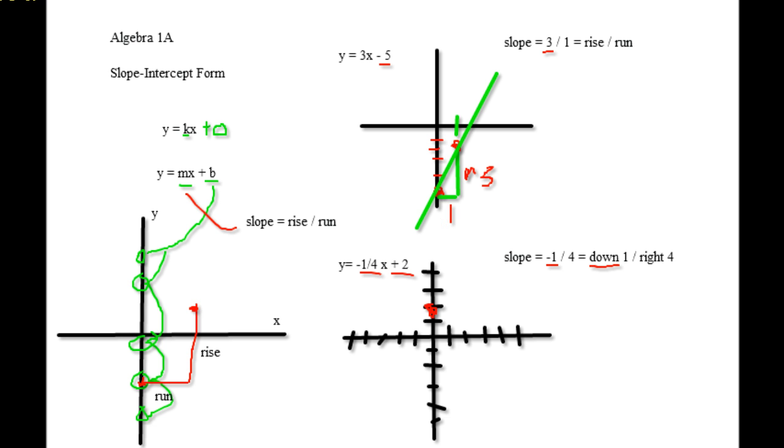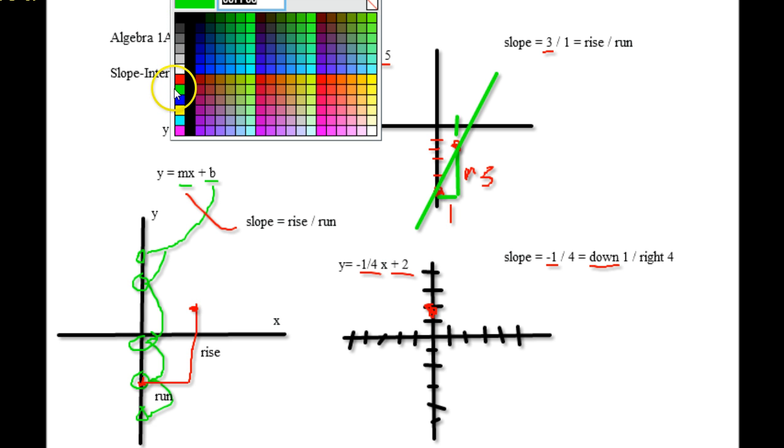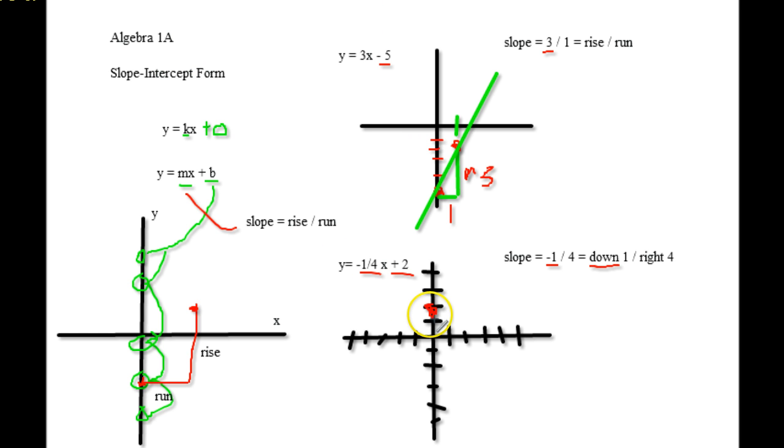and over 1. So from this one, we are going to go down 1, and then to the right 4, which is right over here. And that helps us get our second dot. Okay, and then we can draw the rest of the actual graph.